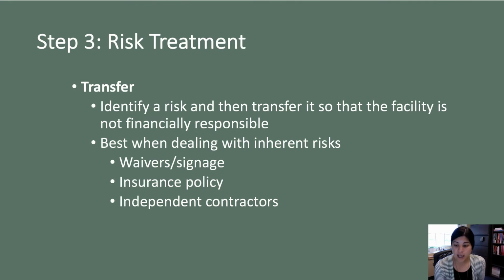If you are working with contractors, this is another example where you might use transfer, right? If you've hired a team of independent contractors to work on a facility project, you'd want to make sure that the contract is clear that any harm or injury that occurs through that relationship is transferred onto them as the contractor. So, again, this idea of transfer is probably best in cases of inherent risk, but it's used often in our field in terms of taking whatever risk exists for the organization and transferring it on to the patron, an insurance company, or in some cases, independent contractors.